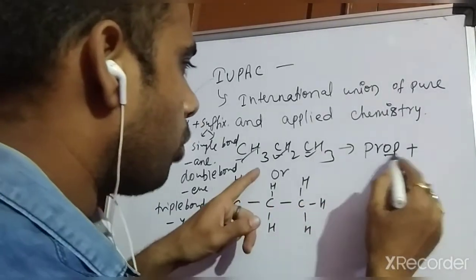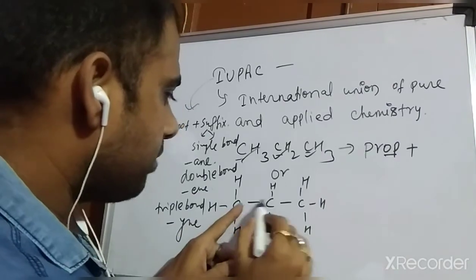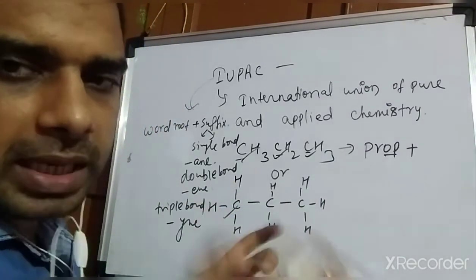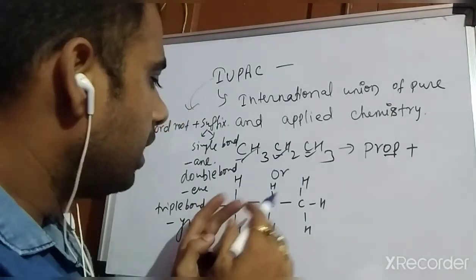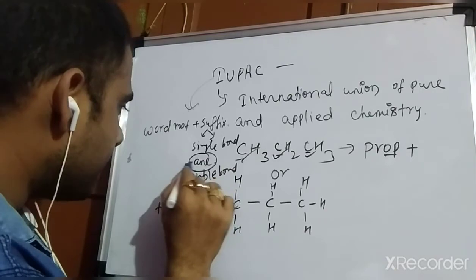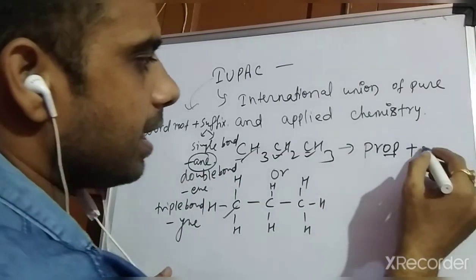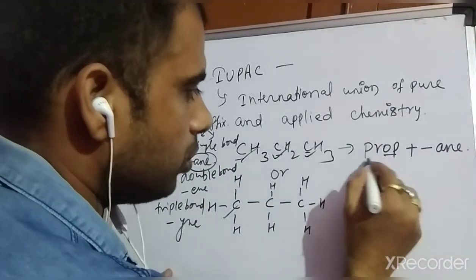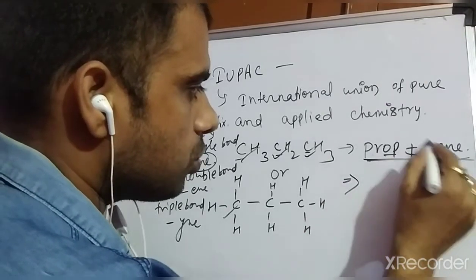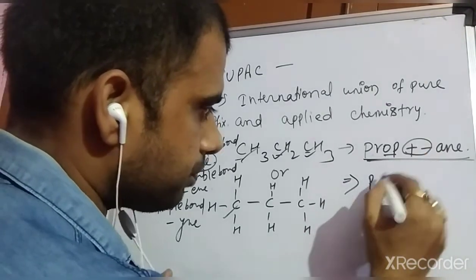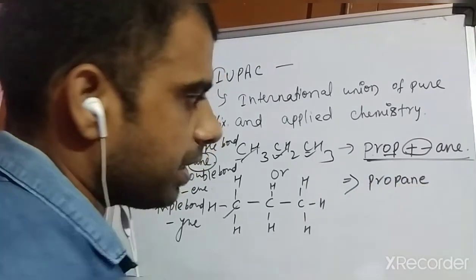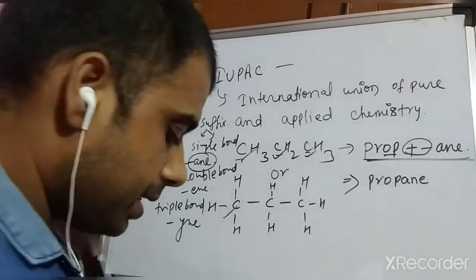Now you can see prop is there and a single bond is everywhere. Between carbon and hydrogen, every time a single bond would be there. Between carbon and carbon, a single bond is there. So you have to take this "ane" and write it together: prop and ane combine to give propane. It is very simple, isn't it?